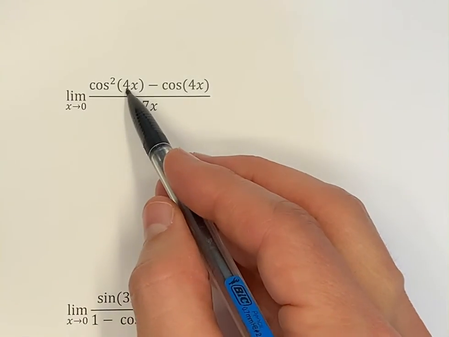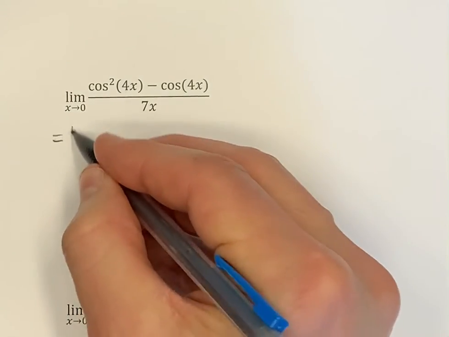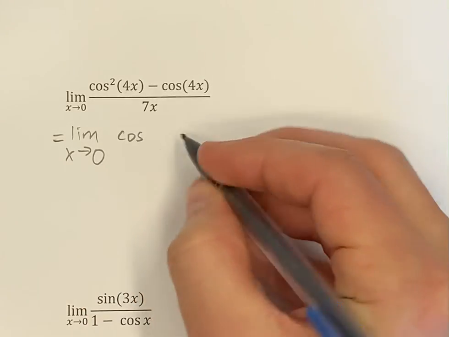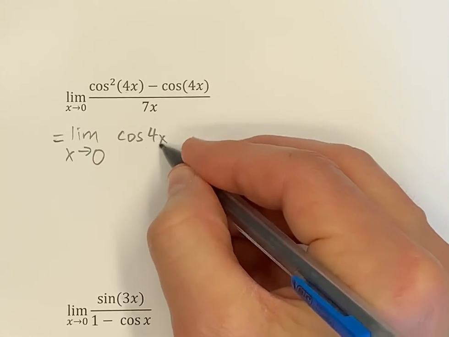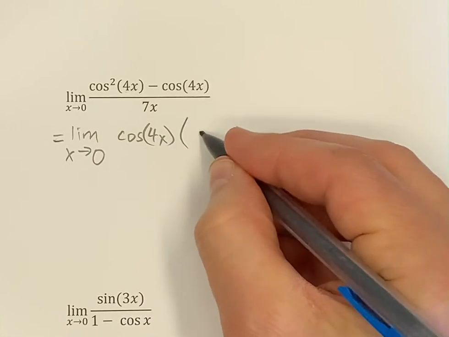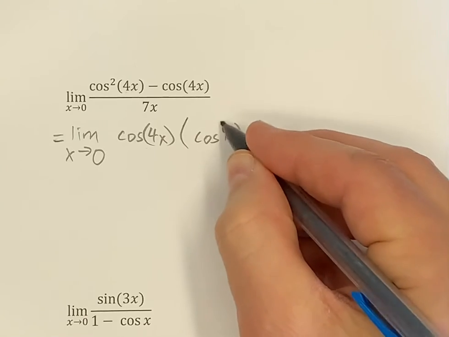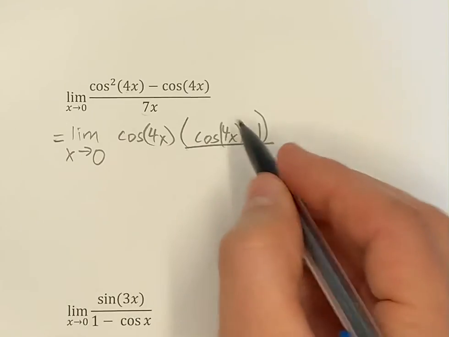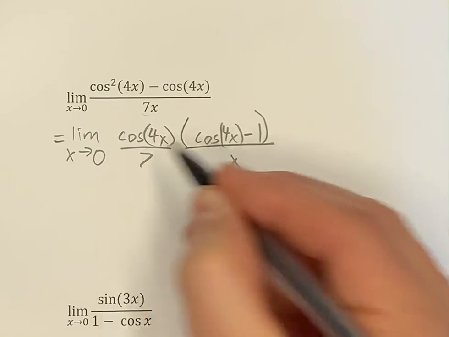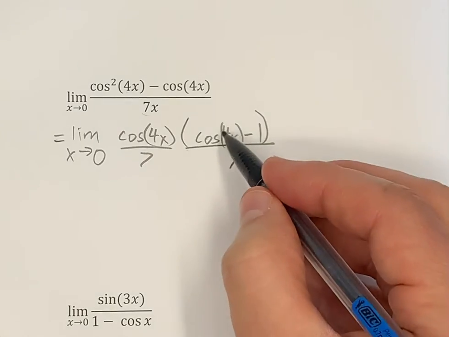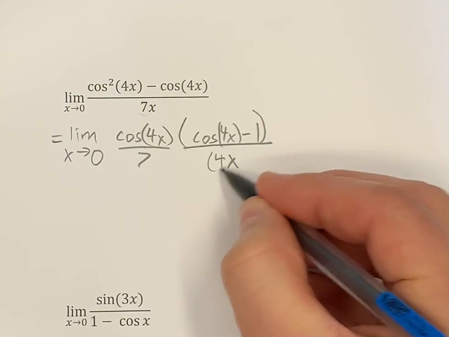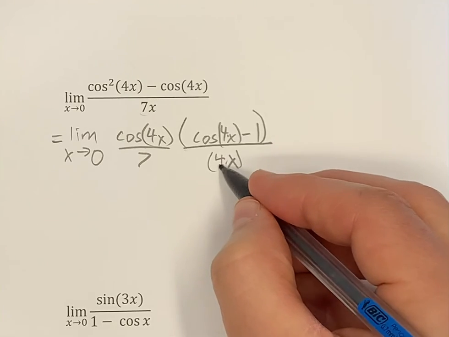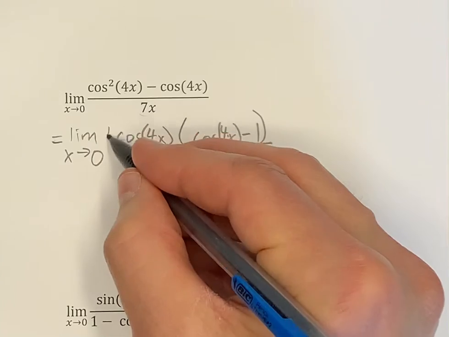I have cosine squared of 4x minus cosine of x. I guess both of those terms have a cosine of 4x kicking around in there. Then I have a cosine of 4x minus 1. Now notice I have a 7x down here. I need the x over there. I don't really want the 7, so I'll put it over there. I also need a 4 there. The quantity going to 0 here is 4x. I can't just divide by 4. I have to multiply by 4 also.